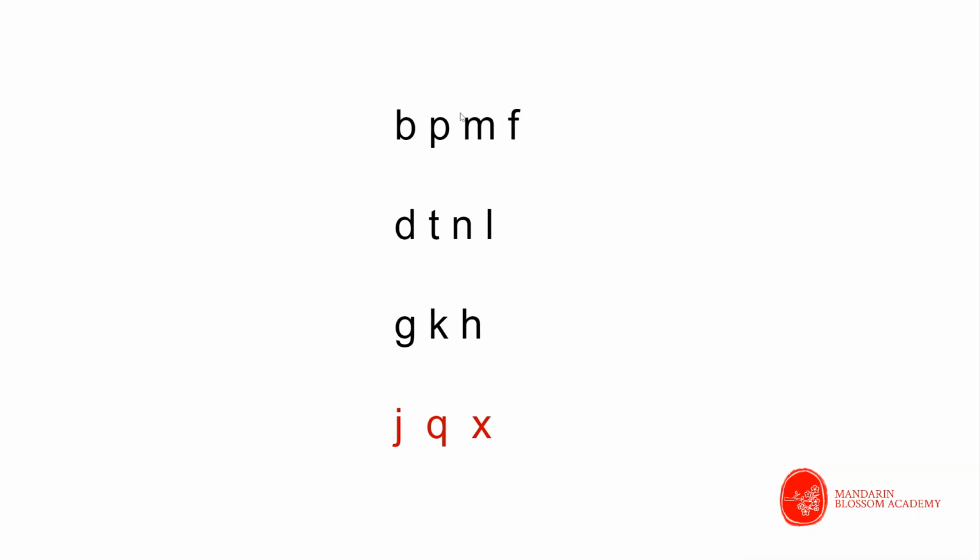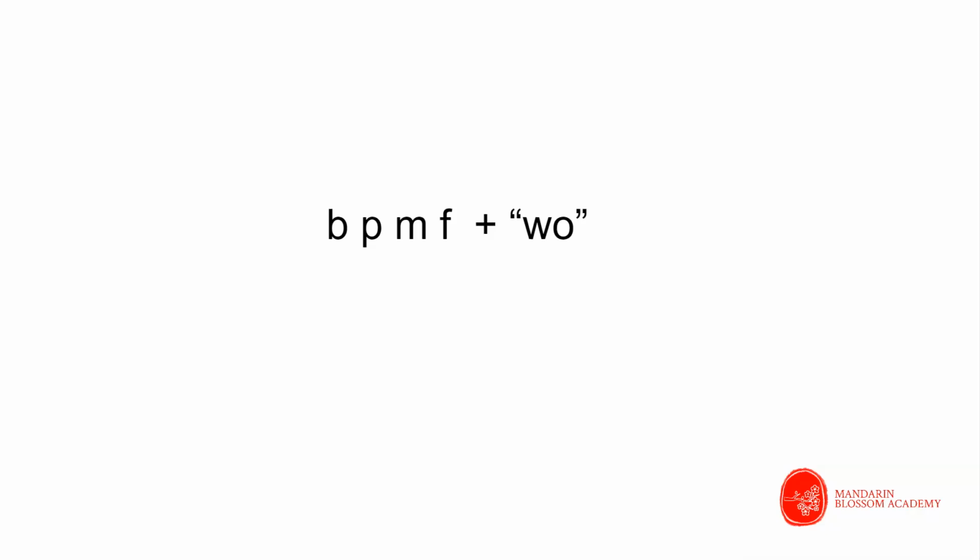These initials here, the ones in black, they're very similar to the English alphabet. The ones in red are a bit alien to us, but trust me, with a bit of help, you can definitely pronounce them correctly. Now let's look at the first four. How do you pronounce these four in English?